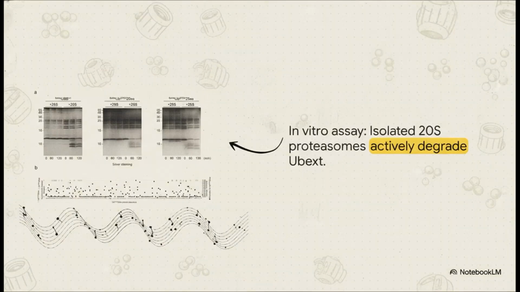And this in vitro degradation assay really provides the definitive counter-evidence. Here, they used purified components. They took the isolated 20S proteasome core particle and incubated it with the Ubex species. And the result is totally unambiguous. The 20S core actively degrades all of them. There is no inhibition. The proteasome's catalytic core is fully capable of processing these molecules, which directly contradicts the primary claim of the established model.